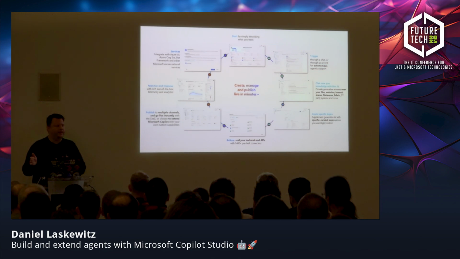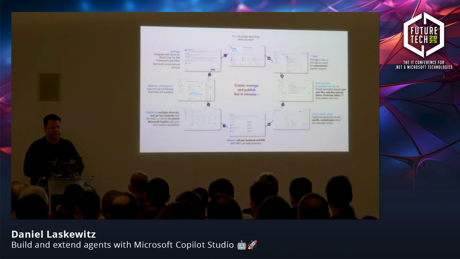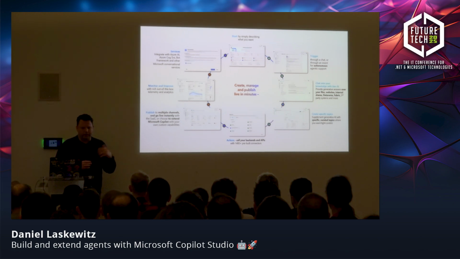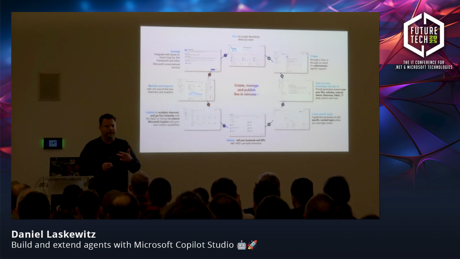And then when you are ready, when you are already done with a lot of the content of your agent, you can publish it to multiple channels. And this is really one of the superpowers of Copilot Studio. You can easily add it to, for instance, Facebook. You can add it to Teams. You can add it to Slack. You can add it to all kinds of different channels.